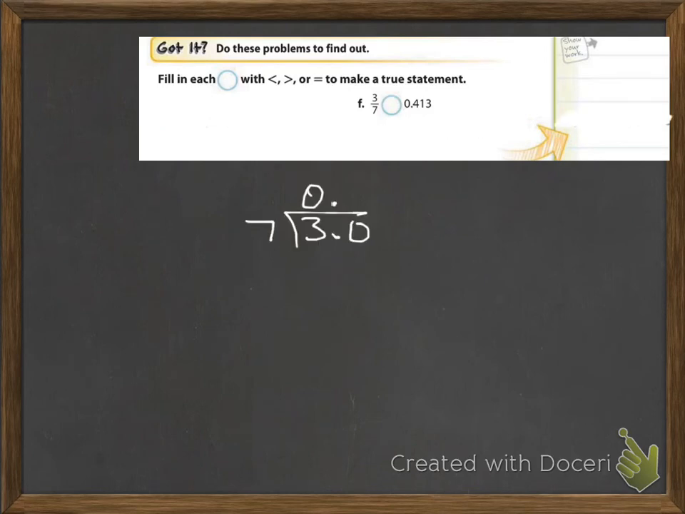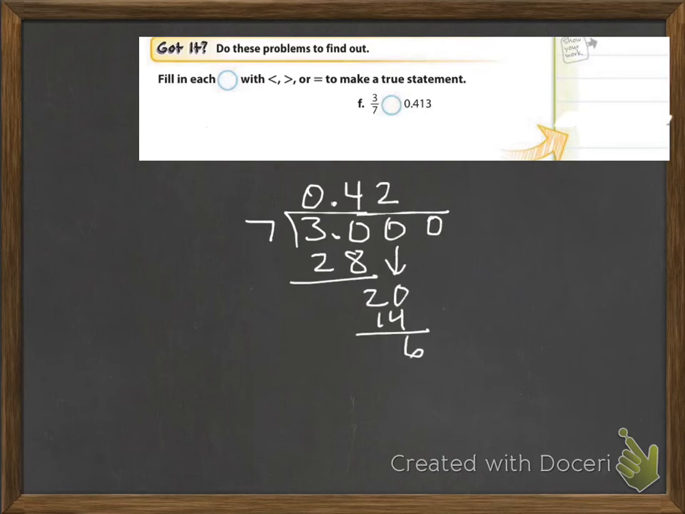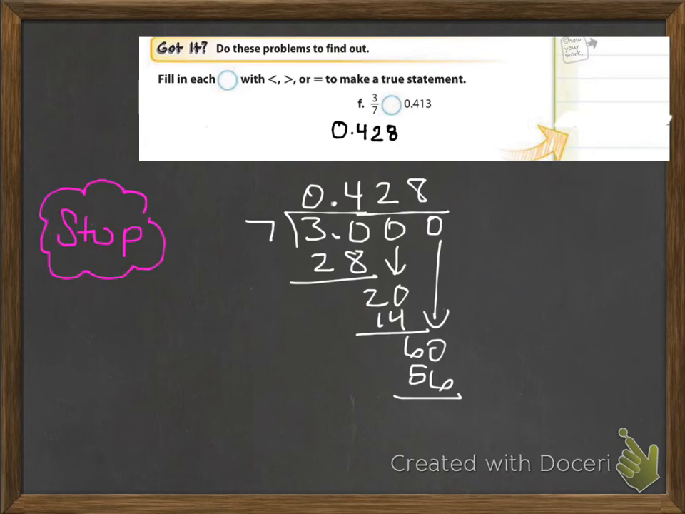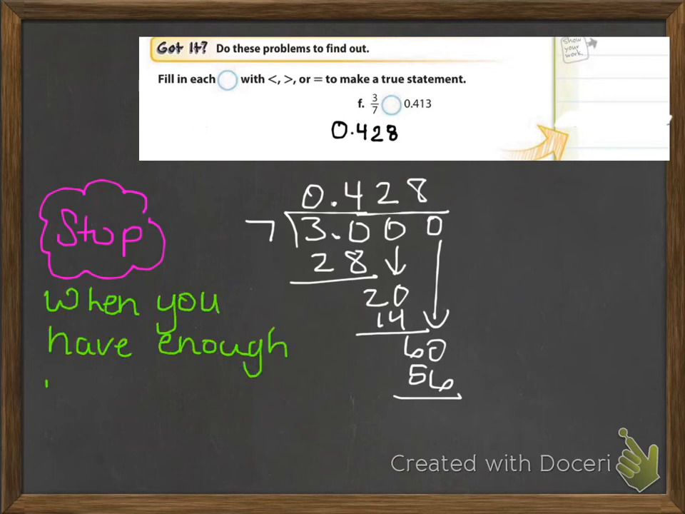So for F, we're going to now divide out 3/7 so that we can figure out what that is as a decimal. So we're going to set that up as 3 divided by 7. And now you can see that I went ahead and I divided. Now I'm going to stop right here at 0.428 because now we have enough information that we can compare to the number that we have there. So if you notice, we have 0.413 that we're comparing it to. So we can stop at 0.428. That's plenty of information. So you want to add a little note off to the side that says when you have enough information to compare, you want to stop then.